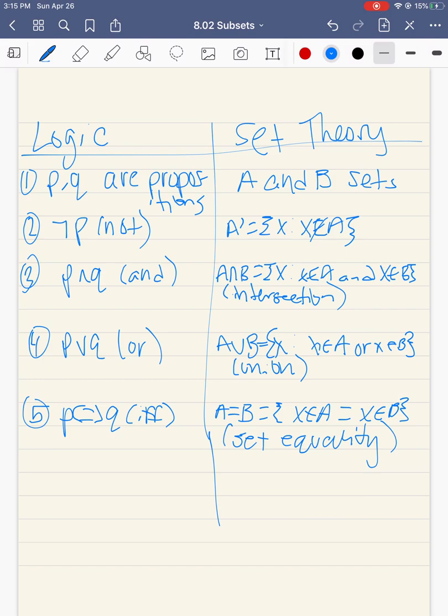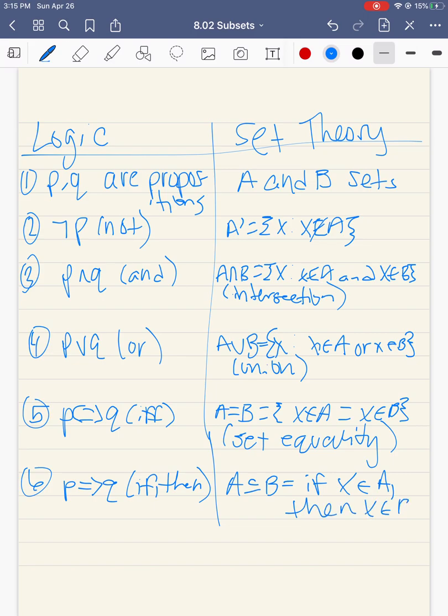And then our last notation we had for logic was our if then, excuse me, not if and only if. We just did that one. So our if then statement, our implication statement, and here for set theory, this would be a subset. So A is a subset of B, and we use this notation here. It looks like a little C with a line underneath it, and so that is essentially saying if X is in A, then X is in B.